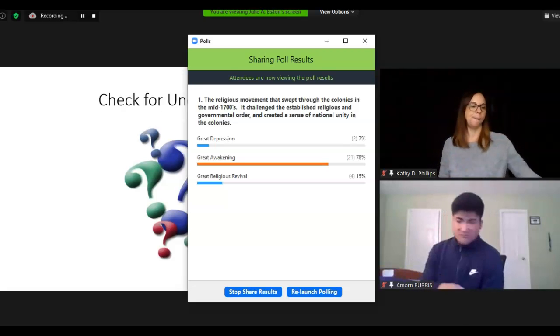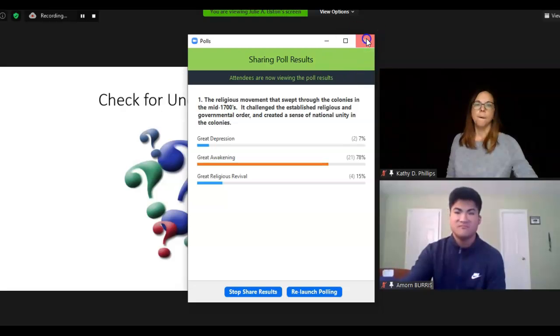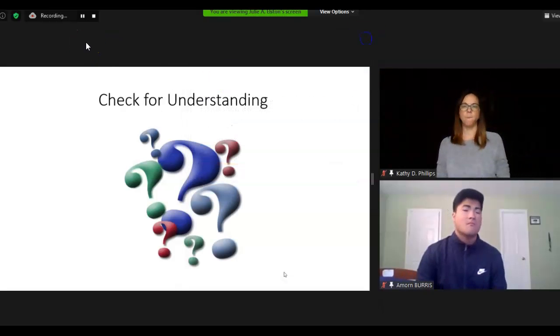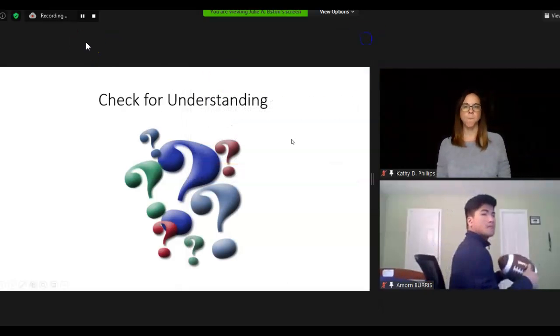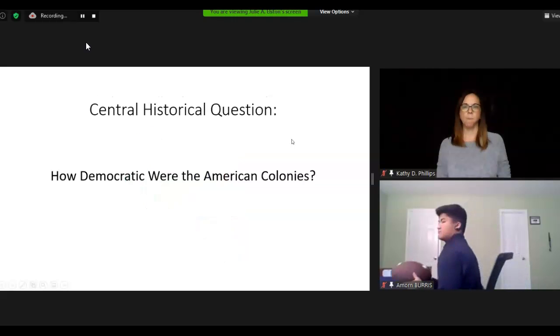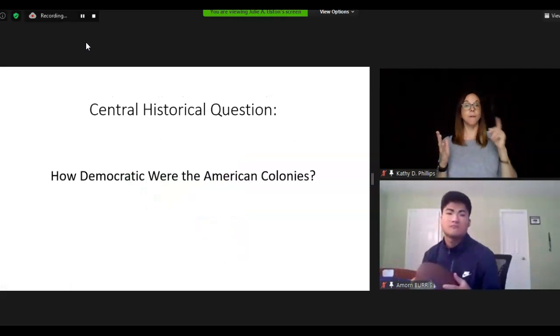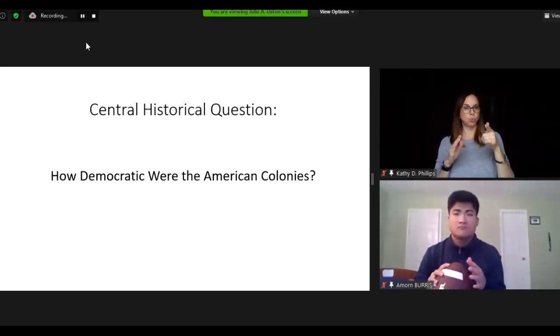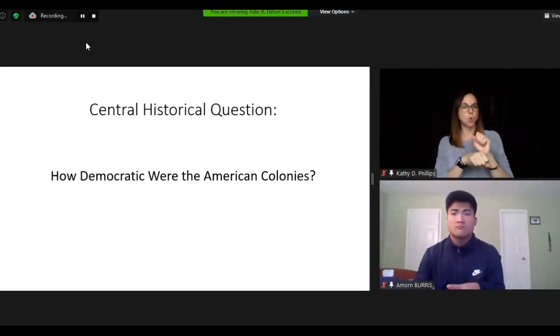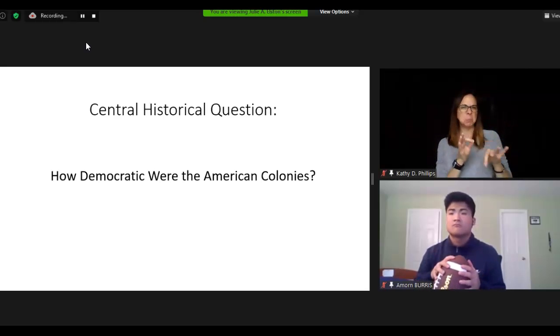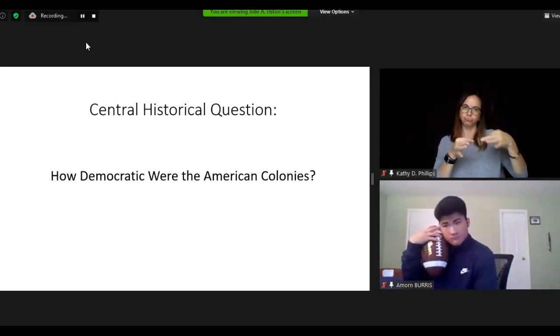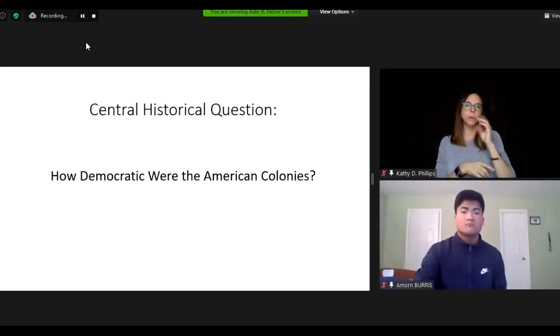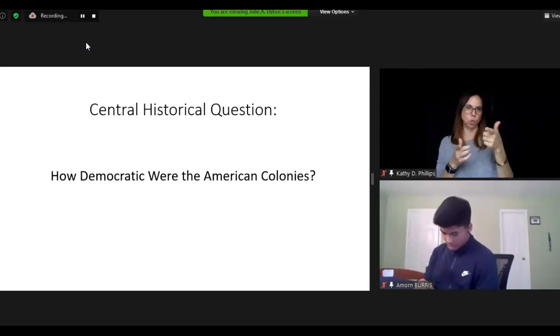So I'm going to stop sharing results if I can find my cursor. There we go. And close that. Okay, so for the rest of our time together, I'm going to let you go into Canvas and work on a document-based activity. Pretty simple, I think, but let me walk you through the directions so you'll understand what it is I'm asking you to do.